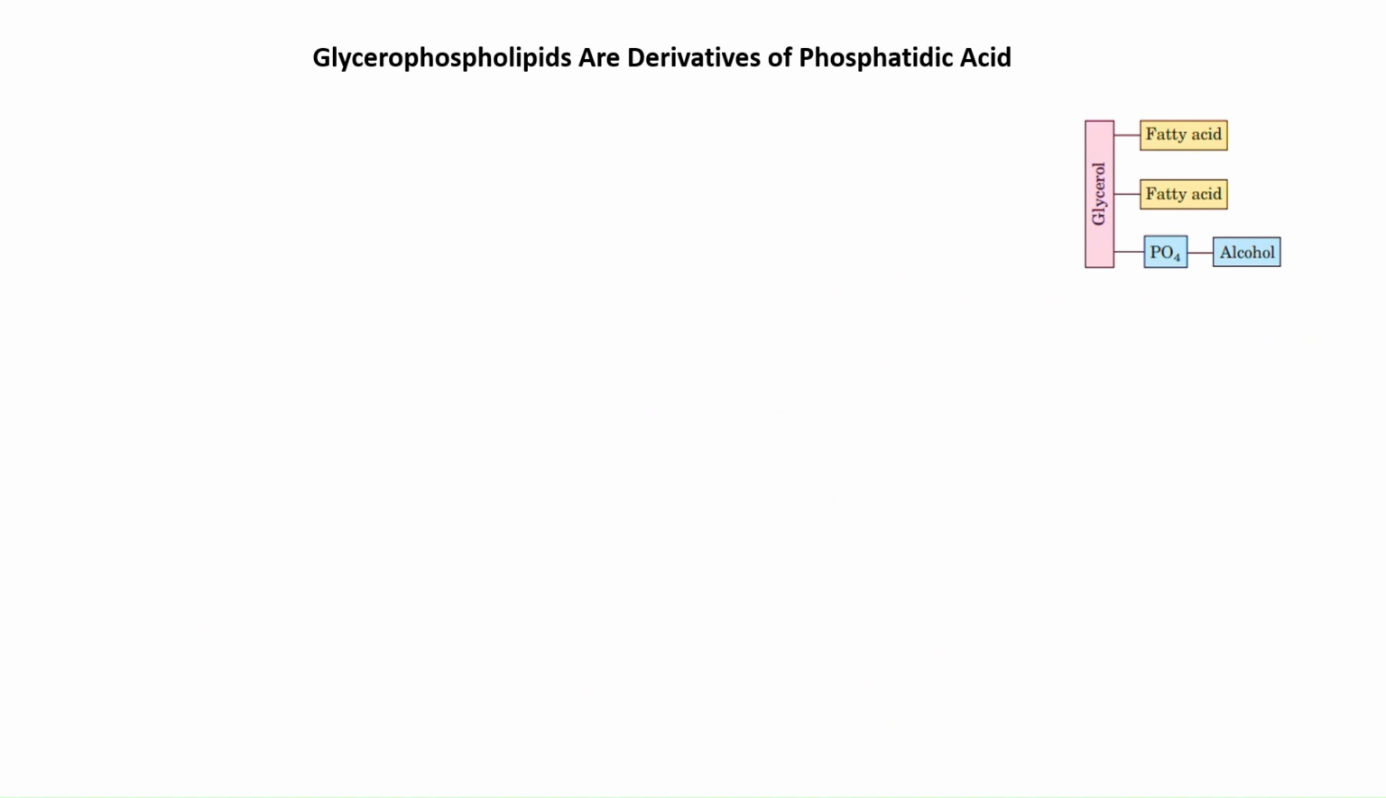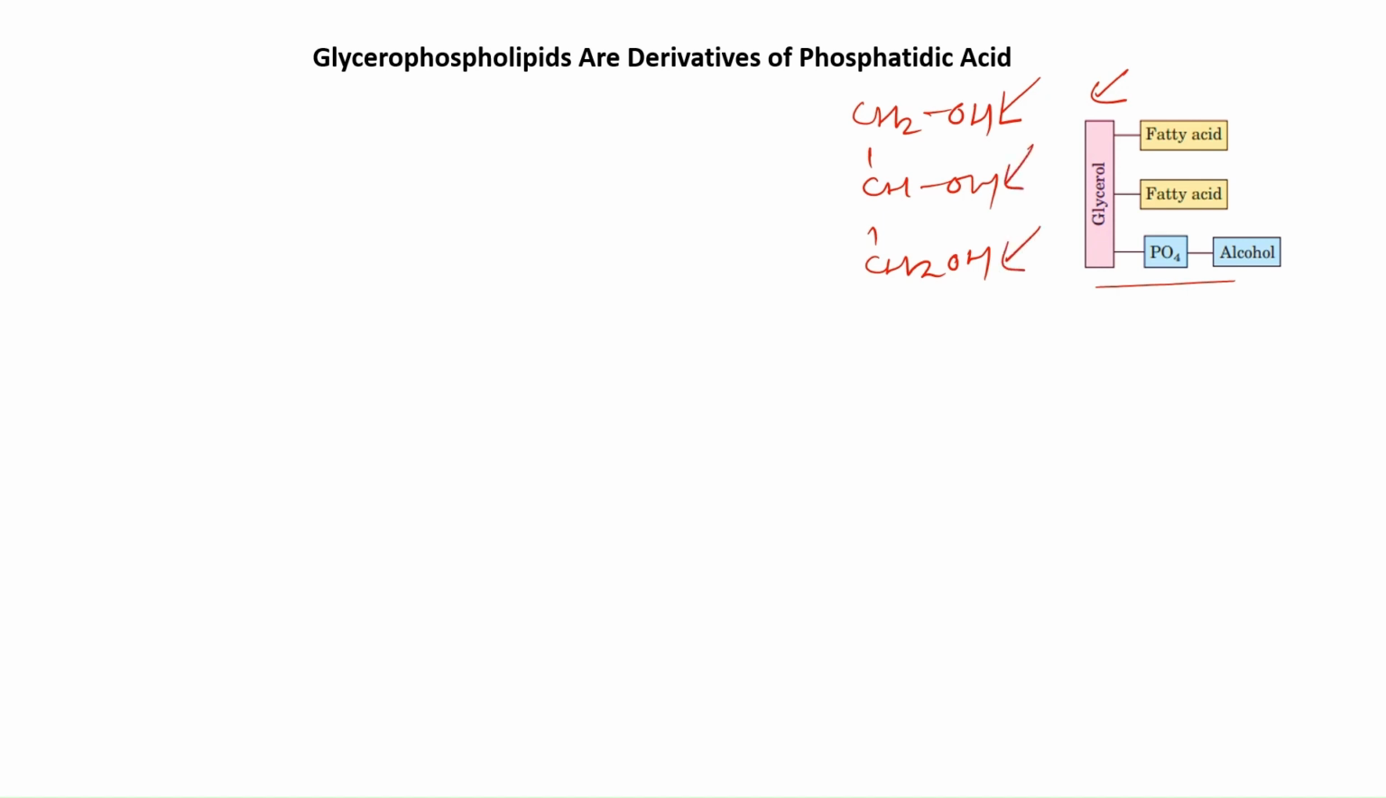Now first we will study the glycerophospholipids. This is the general structure of glycerophospholipid. That means the backbone is glycerol. We already studied the structure of glycerol. This is the structure of glycerol. So with the first carbon, a fatty acid is attached. With the second carbon, a fatty acid is attached.